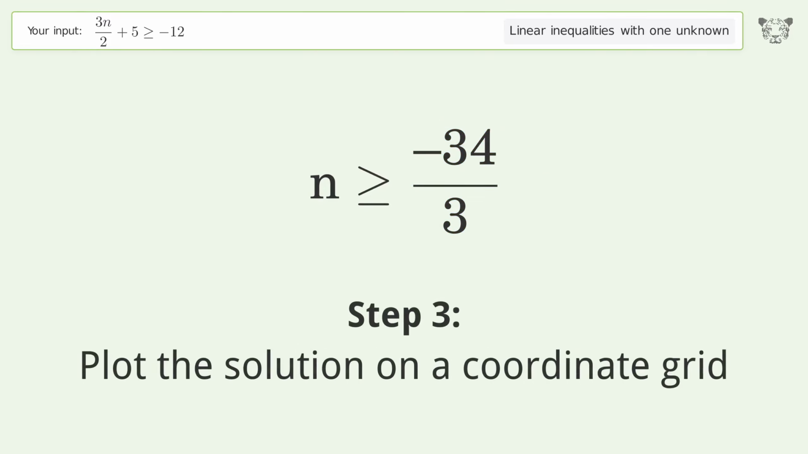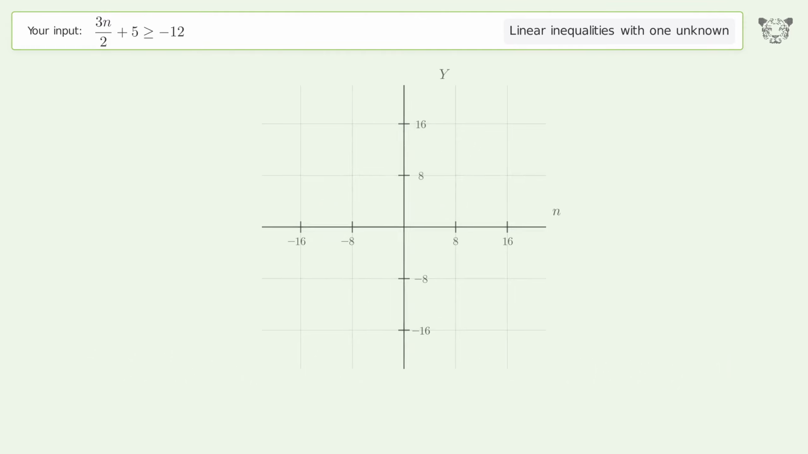Plot the solution on a coordinate grid. And so the final result is n ≥ -34/3 ≥ -111/3.